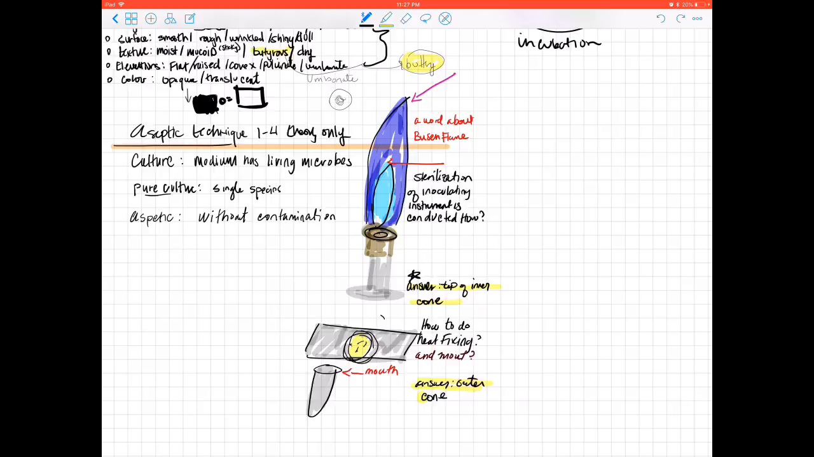Okay, so a word about the Bunsen flame. Here's a quick word about this. If she asks you a question, question time, you guys know how much I love questions. So she might ask you a question, something to the effect of: sterilization of inoculating instruments is conducted how? That's the question. So if you're sterilizing your gorgeous inoculation loop, that's my best attempt at an inoculation loop. Okay, I'll try harder.